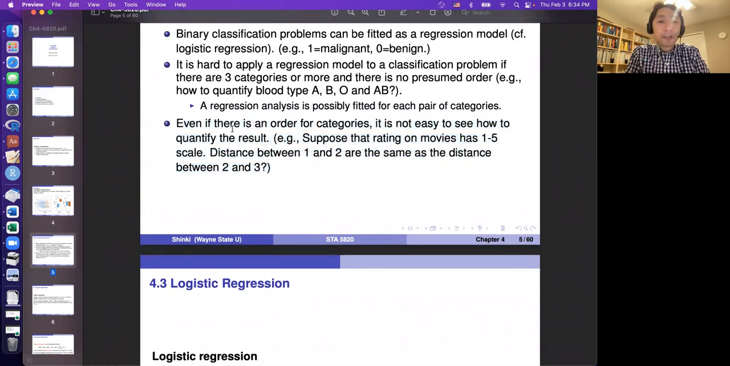Even if the category is ordered, still it is not easy to see how to quantify the result. Even if we have a rating on a scale of 1 to 5, we don't know how much better 5 is compared to 4. Maybe the difference between 3 and 4 is small, but between 4 and 5 is large. That's possible.